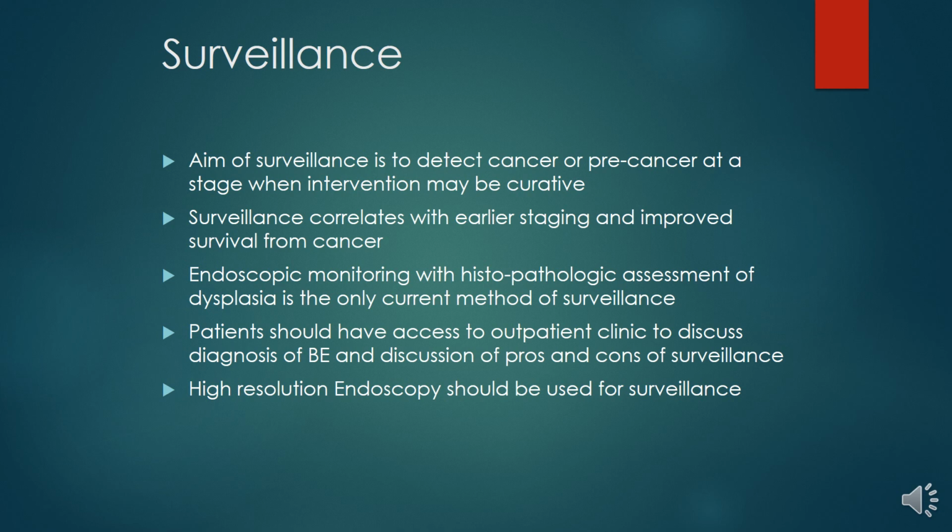The aim of surveillance is to detect cancer or precancer at a stage where intervention may be curative. Surveillance correlates with earlier staging and improved survival from cancer. Endoscopic monitoring with histopathological assessment of dysplasia is the only current method of surveillance. Patients should have access to an outpatient clinic to discuss the diagnosis of Barrett's esophagus and the pros and cons of surveillance. High-resolution endoscopy should be used for surveillance.